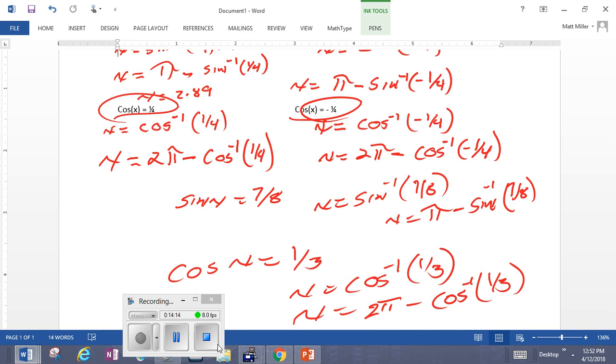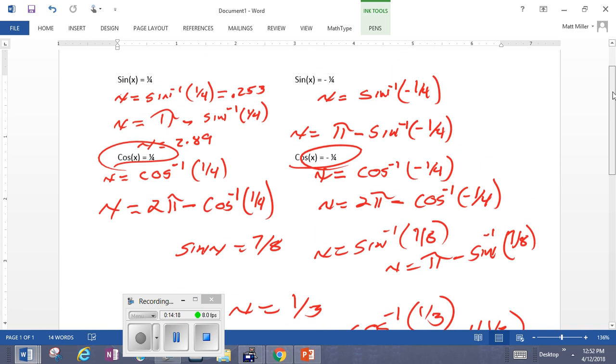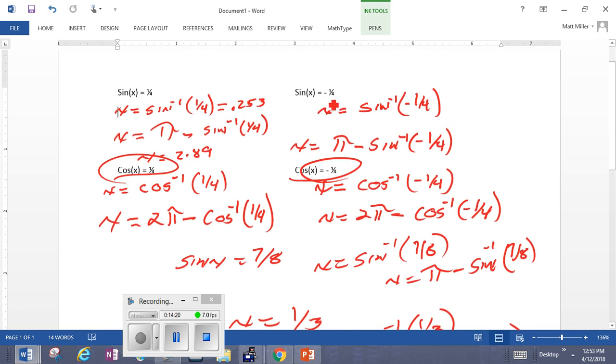So there you have it for solving some basic trig equations for values that are not at all familiar to us, but really not that foreign to us either. There you have it.